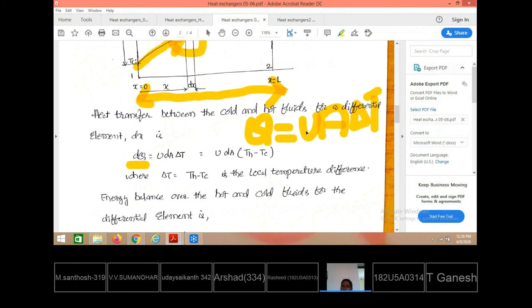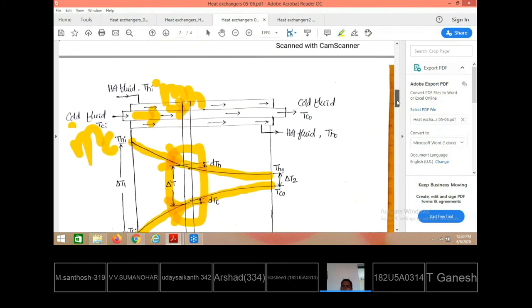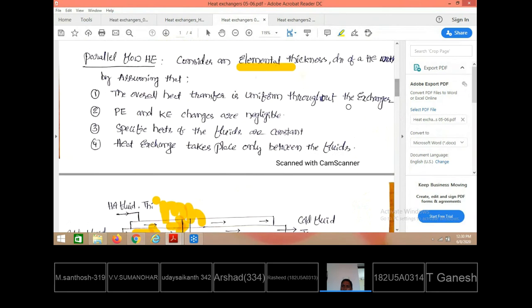And we have assumed that the overall heat transfer coefficient, whether for a small length or the full length, remains constant. That is the first assumption we have made. Heat transfer coefficient is uniform at every section of the heat exchanger, so at every minute part U remains constant, even within a thickness of dx. Changes of potential and kinetic energies are negligible. Specific heats for the fluids are constant throughout the length. As the fluids move over a length of L, the specific heats for cold fluid and hot fluid do not change at all.